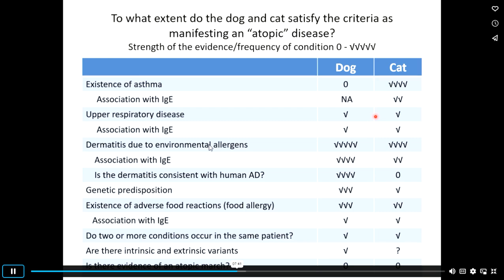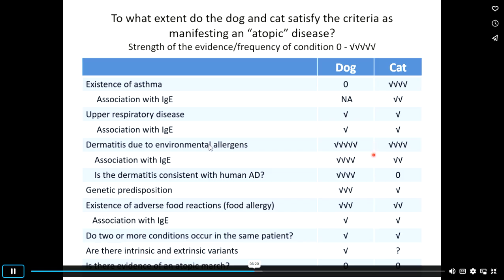Upper respiratory disease can occur in the dog and the cat associated with allergic reactions. And there's again some evidence, although not strong evidence, of association with IgE antibody. So in this case, we only get 1 tick in the box. If we look at dermatitis due to environmental allergens, of course, this is atopic dermatitis of the dog, very common and very well characterized. If we look at the feline condition, not quite as well characterized, but certainly very common.